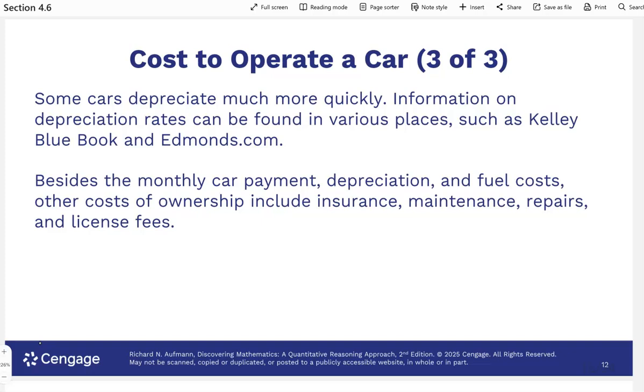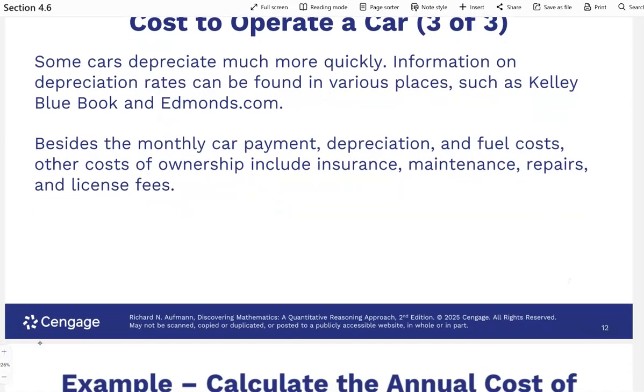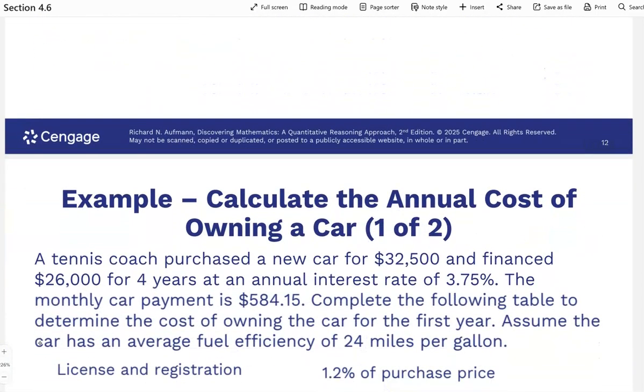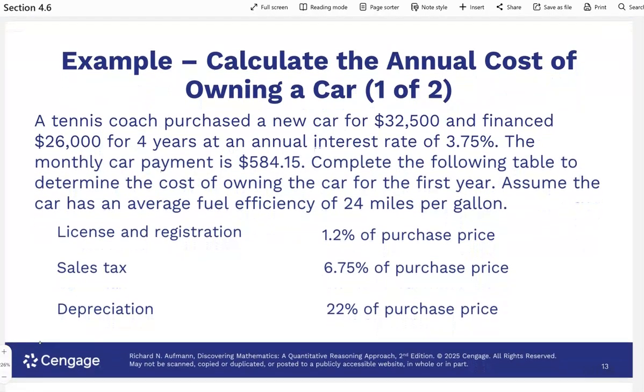There's other things we need to consider as well when we talk about cost of owning a car, like the fuel it's going to take, maintenance, repairs, license. We have to pay car insurance every month. You have to pay taxes on it every month and so on. So let's look at an example that's looking at all those different costs. We're going to look at the annual cost of owning a car. So a tennis coach purchased a new car for 32,500 and they financed 26,000 for 4 years at an annual interest rate of 3.75%. And then we know the monthly car payment is 584.15.